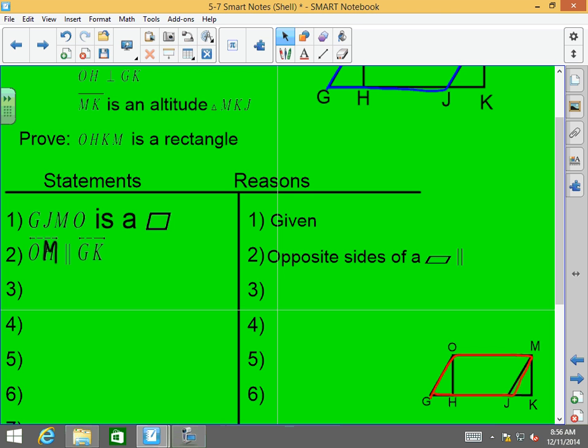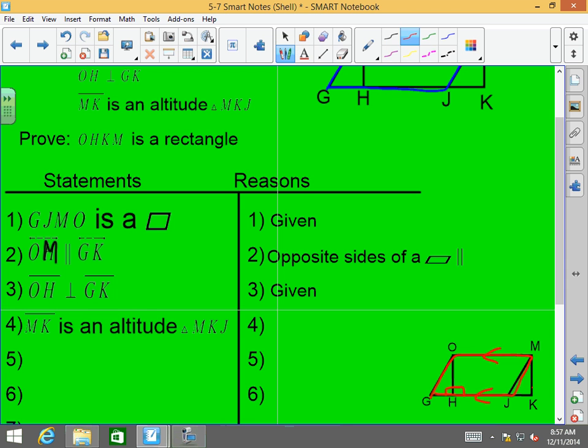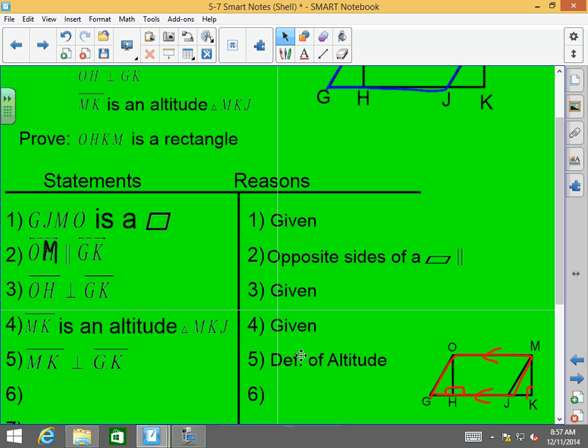OM is parallel to GK. Why? Because opposite sides of a parallelogram are parallel. So this guy is parallel to that. Now I can go with the given that OH is perpendicular to GK. That's given. So that means I have two 90s right here. They tell you that MK is an altitude of triangle MKJ. So that means that angle MKJ here is a 90. So MK is perpendicular to GK. That's the definition of an altitude.